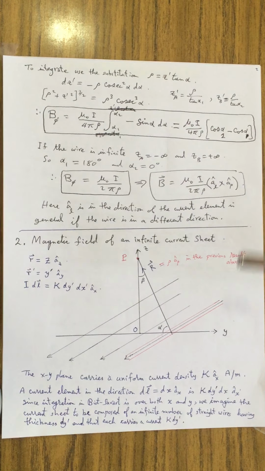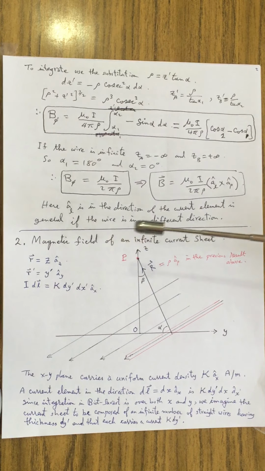Now we can use this result to calculate the magnetic field of an infinite current sheet. We can imagine a current sheet with current flowing in the x direction, and we can imagine that the current sheet is made up of strips of current, each of width dy, placed alongside each other and filling up the entire sheet, or the entire xy plane. So this is an infinite sheet. We need to find the magnetic field, for example, above the sheet.